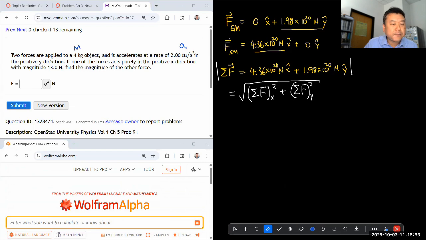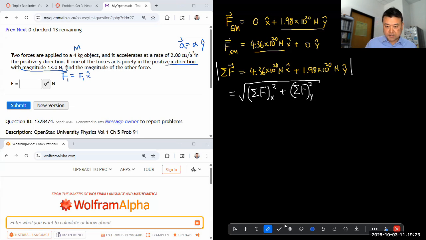It's slightly more complicated than the other one. So let me write down my acceleration is some acceleration a y hat. It's in the positive y direction. If one of the forces acts purely in the positive x direction, yeah, that's what I thought. So let me call this F1 as a vector. It's going to be the F1 magnitude x hat. It says find the magnitude of the other force.